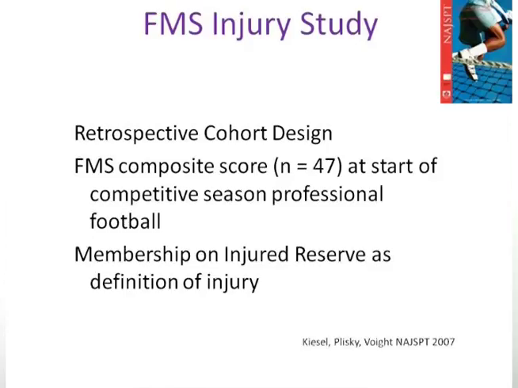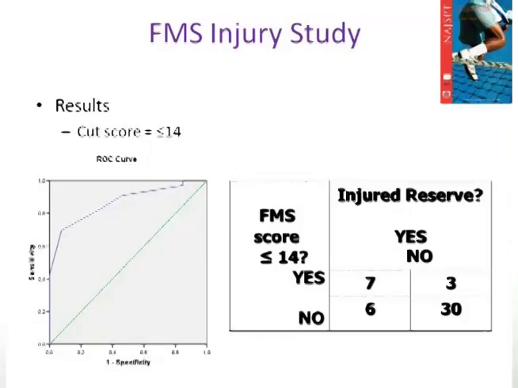The first study we did was an NFL study. We took the Functional Movement Screen composite scores of players at the start of one season, and we looked at how they did over the course of one full season. Our injury definition for this study was membership on the injured reserve. And what we found here was really the first look at the movement screen in terms of injury prediction. And this is where that cut score of 14 or below was first determined.